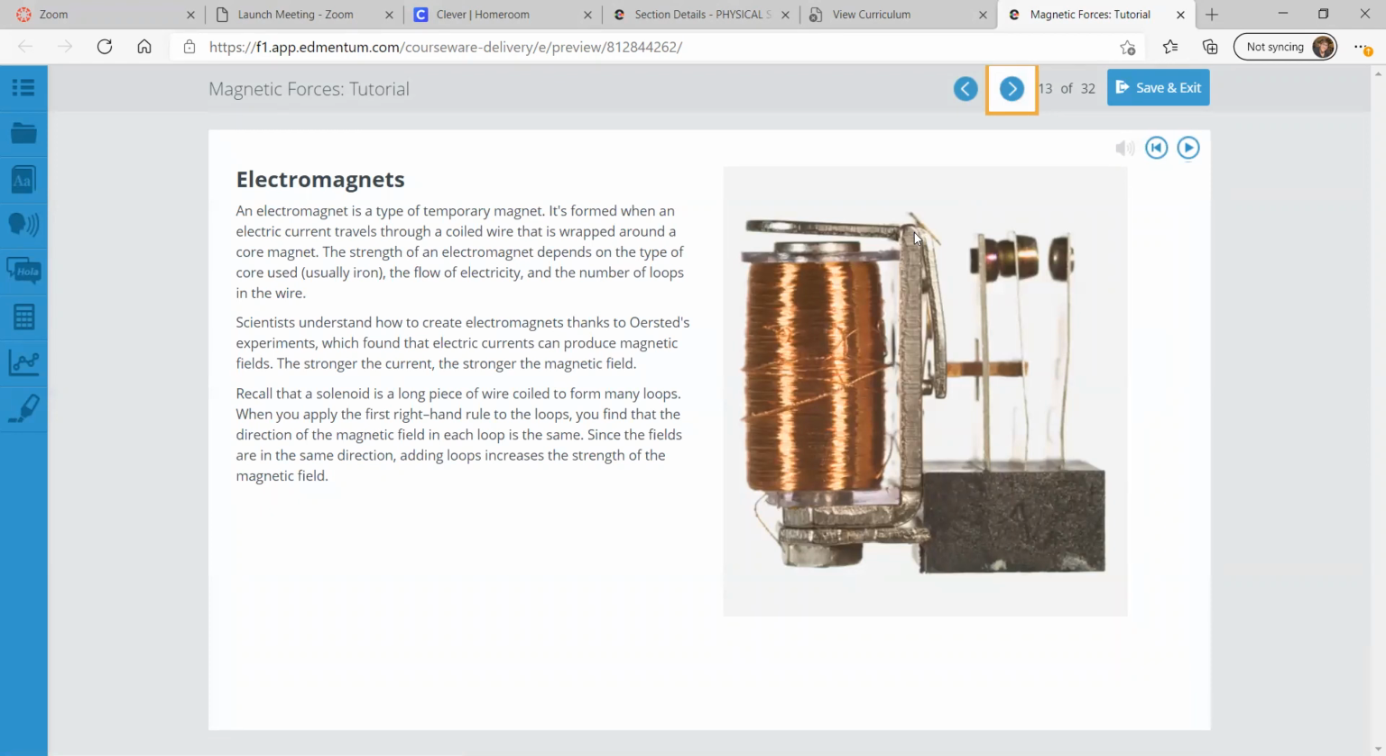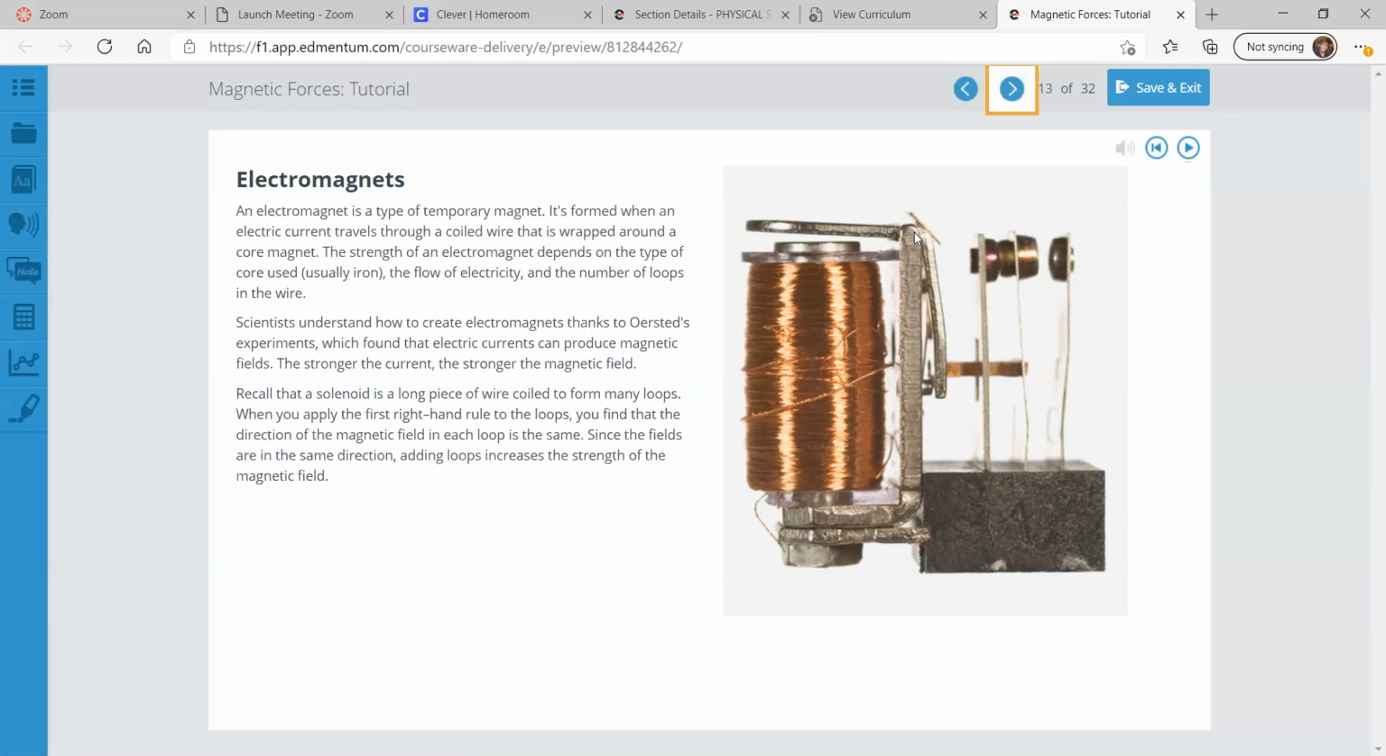Electromagnets. An electromagnet is a type of temporary magnet. It's formed when an electric current travels through a coiled wire that is wrapped around a core magnet. The strength of an electromagnet depends on the type of core used, usually iron, the flow of electricity, and the number of loops in the wire. Scientists understand how to create electromagnets thanks to Ørsted's experiments, which found that electric currents can produce magnetic fields. The stronger the current, the stronger the magnetic field.